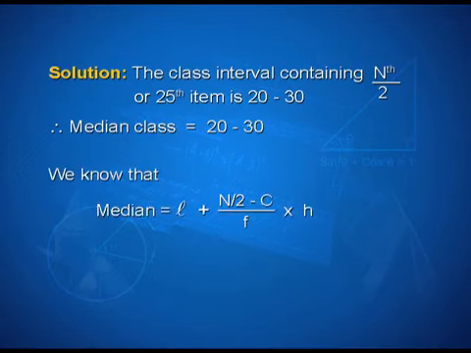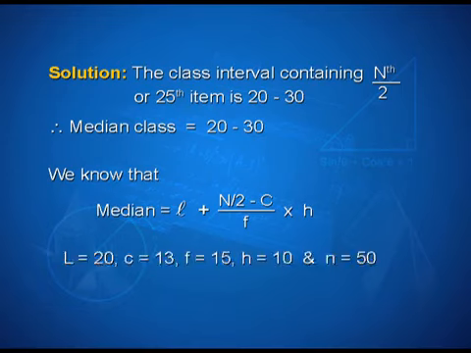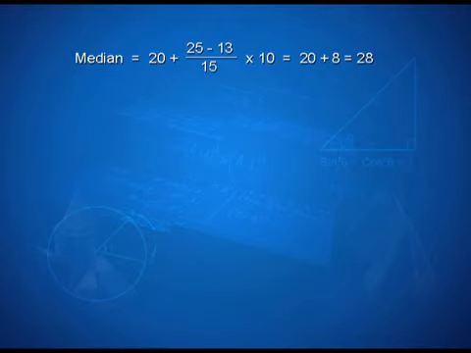We know that the median is equal to L plus (n upon 2 minus C) upon f into h. We also note that L here is 20, the cumulative frequency C is 13, f is 15, h is 10 and n is 50. Using the formula, the median can be calculated as 20 plus (25 minus 13) upon 15 into 10, that is equal to 20 plus 8, that is 28.